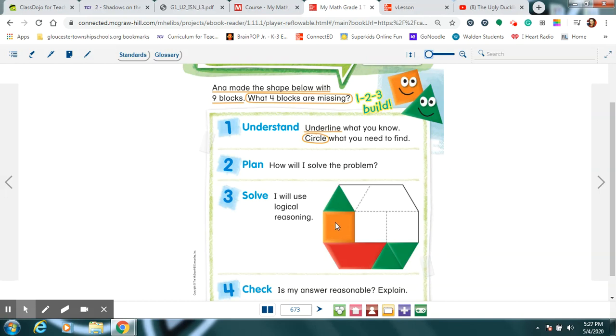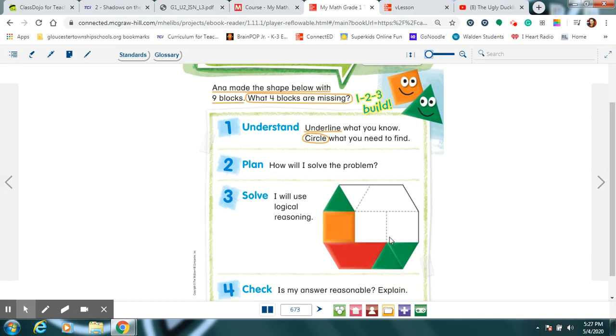But I only see 1, 2, 3, 4, 5. That means 4 blocks are missing. Which ones are they? Right? Because 5, 1, 2, 3, 4, 5, plus 4 more would make 9, right? So if we already know that she used 9 blocks and 4 are missing, we just have to figure out which blocks they were.